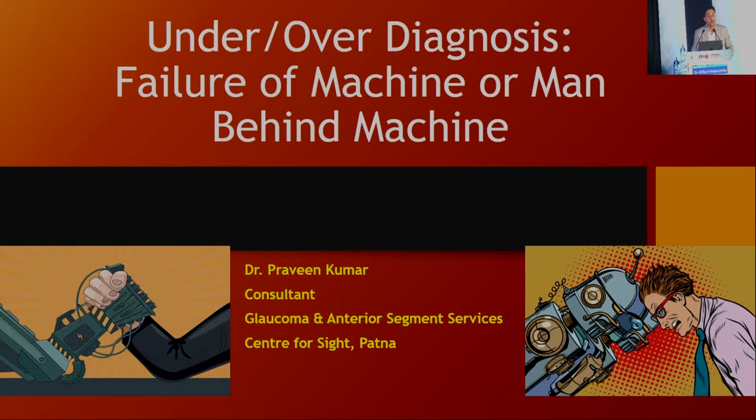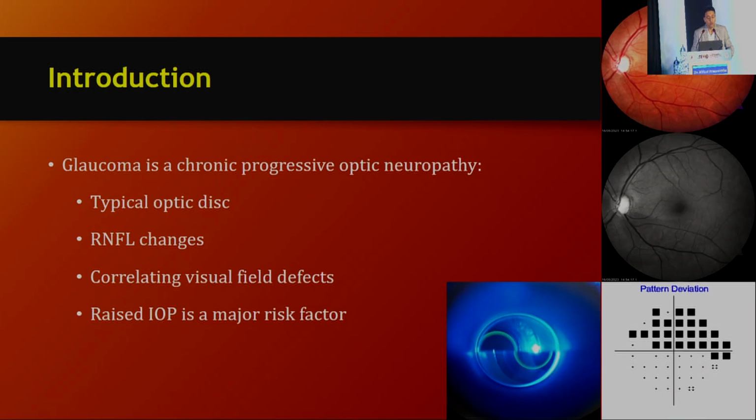My topic is under and over diagnosis, failure of machine or man behind the machine. To define glaucoma, glaucoma is a chronic progressive optic neuropathy characterized by typical optic nerve head appearance with correlating RNFL defect, correlating visual field, and for this, IOP is the most important risk factor.